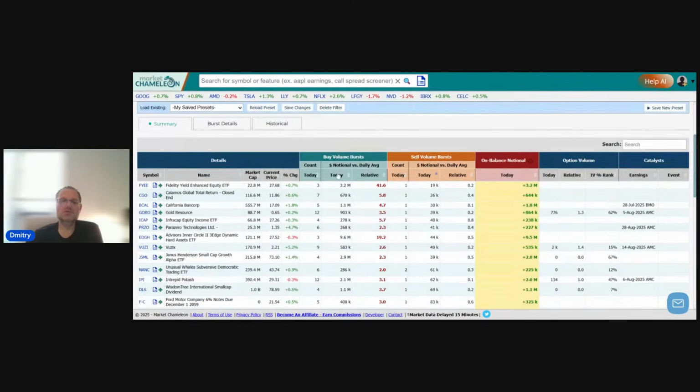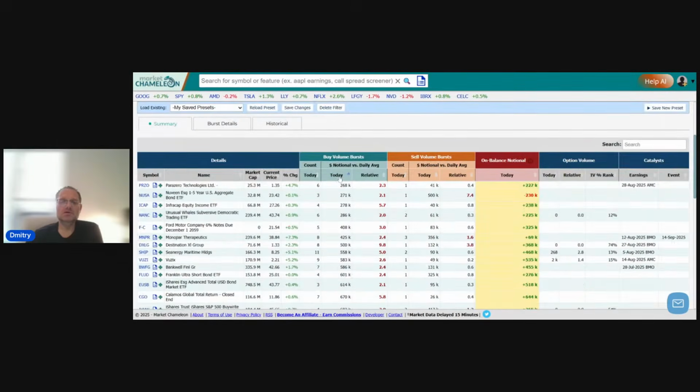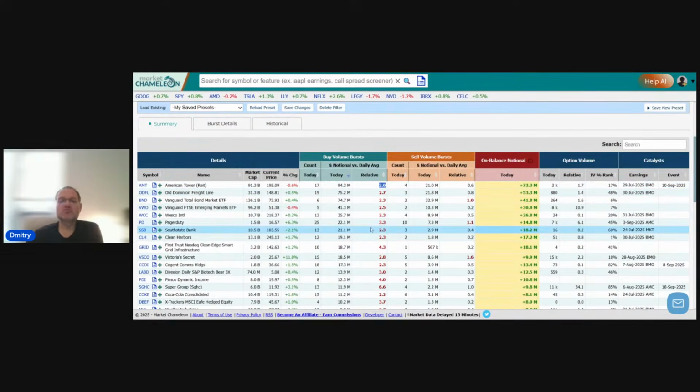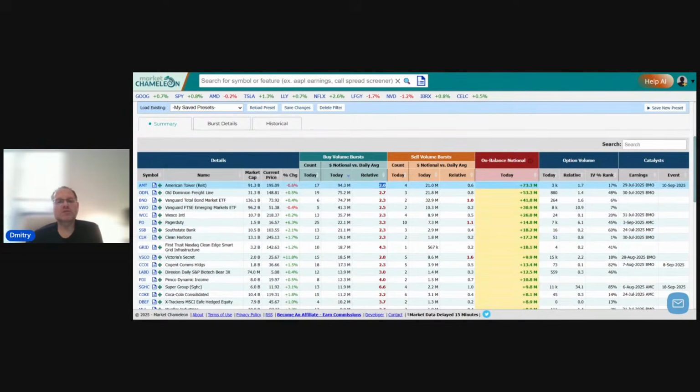hold on a second. Let's sort this by notional. So here, AMT, we see a buy imbalance, 2 times its typical average daily volume, but we don't see the same thing. It's lighter on the sell side. Okay, so total of $73 million worth of stock imbalance to the buy side.